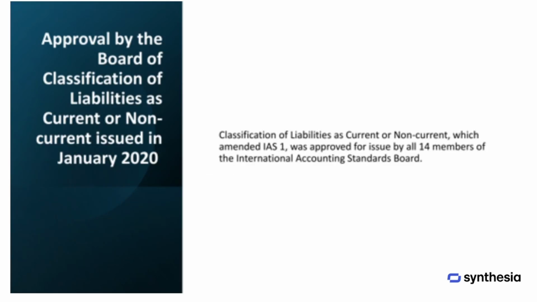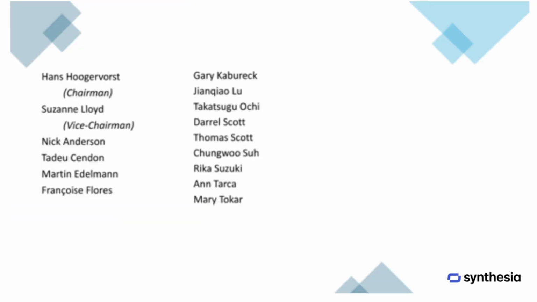The Classification of Liabilities as Current or Non-current, issued in January 2020, which amended IAS 1, was approved for issue by all 14 members of the International Accounting Standards Board. It was approved by Hans Hoogervorst, Suzanne Lloyd, Nick Anderson, Tadeu Cendon, Martin Edelmann, Françoise Flores, Gary Kabureck, Jianqiao Lu, Takatsugu Ochi, Darrel Scott, Thomas Scott, Chungwoo Suh, Rika Suzuki, Ann Tarca, and Mary Tokar.